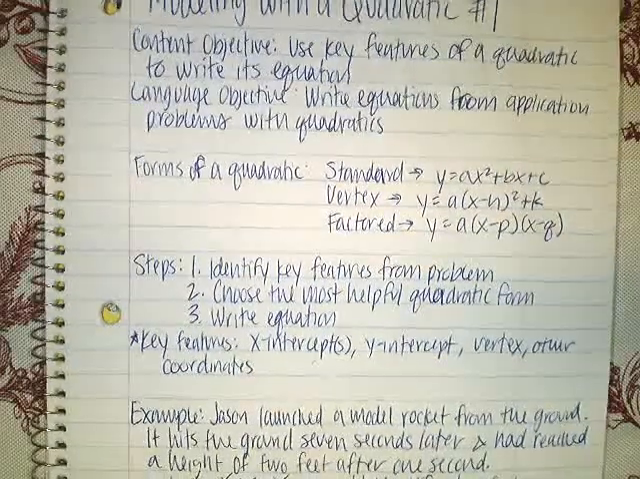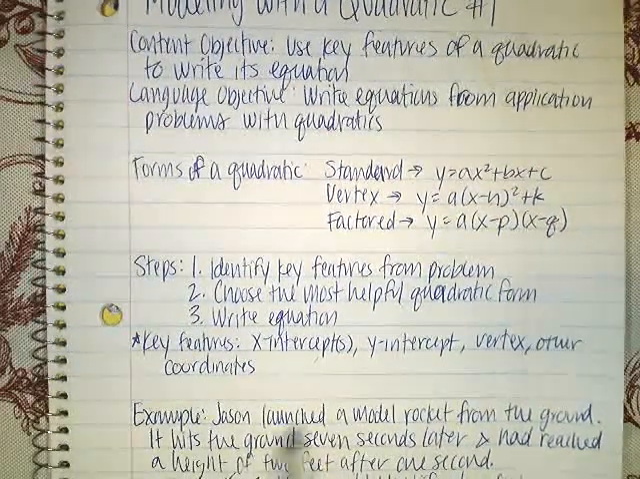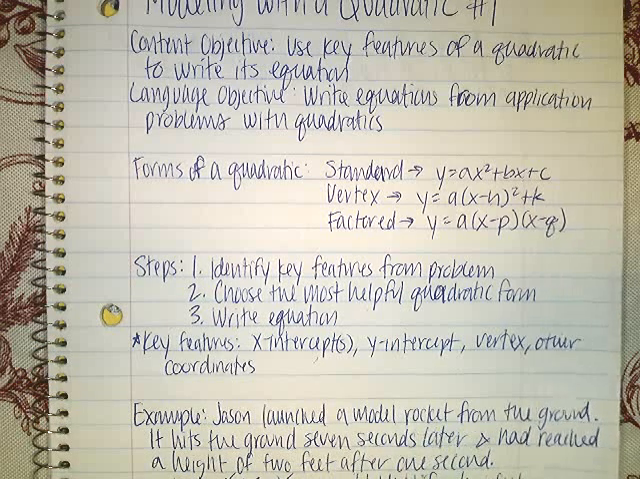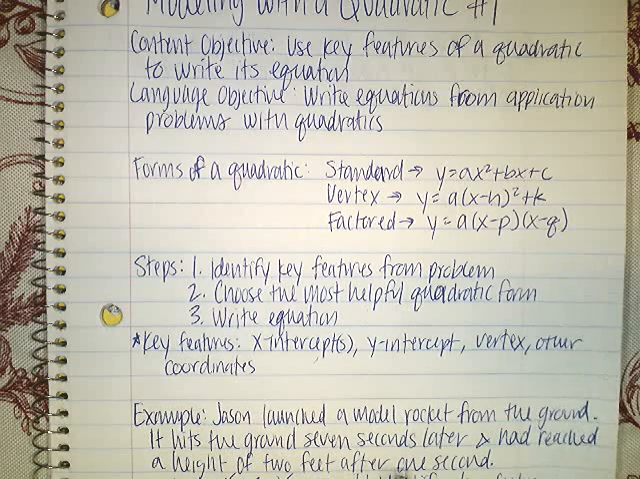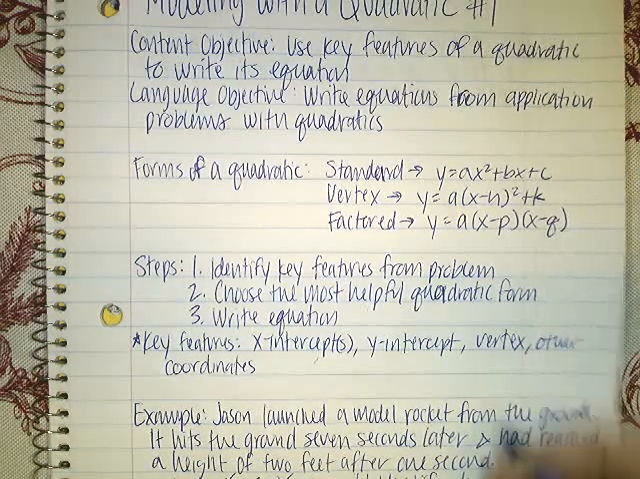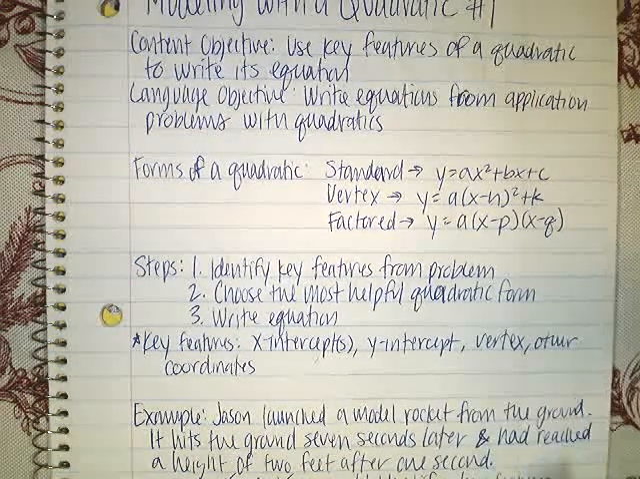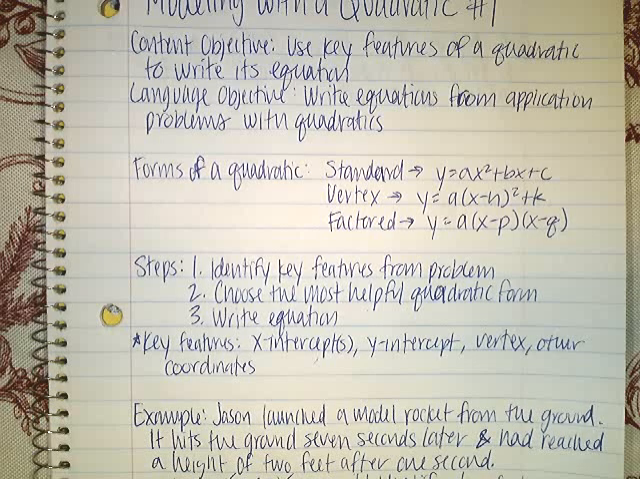So our first example, I don't want to scroll too far because I wrote the rest of the steps. It says Jason launched a model rocket from the ground. It hits the ground 7 seconds later and had reached a height of 2 feet after 1 second. One thing I want to note, it says it reached a height. It does not say it reached a maximum height, so you can't assume that that's the vertex.